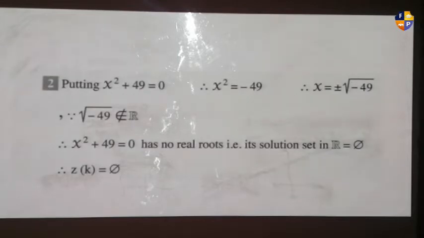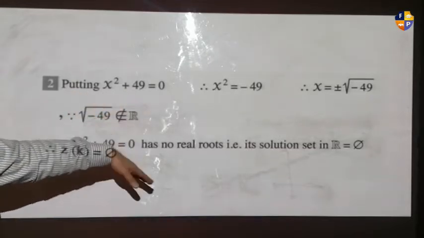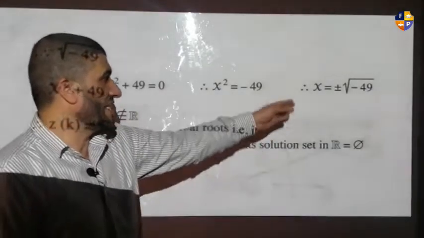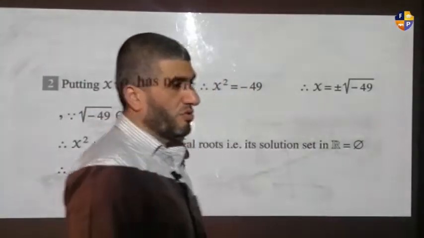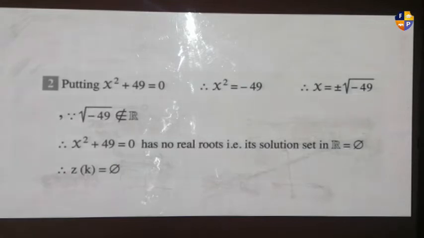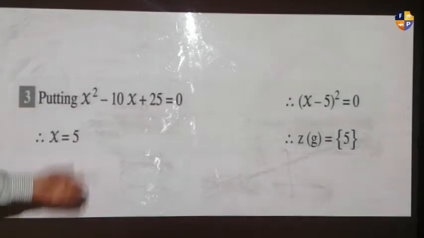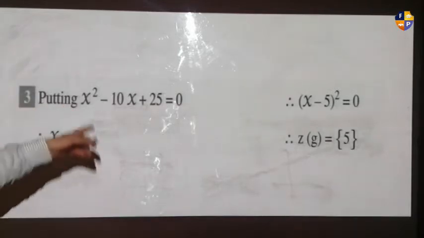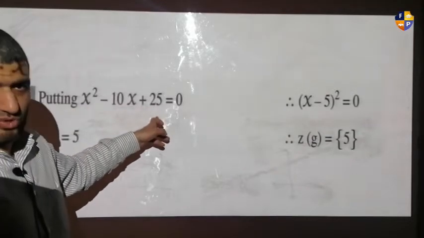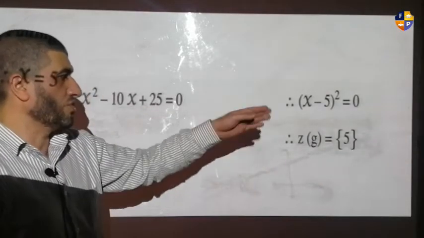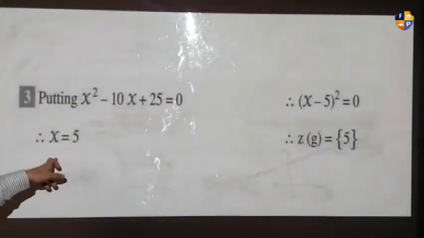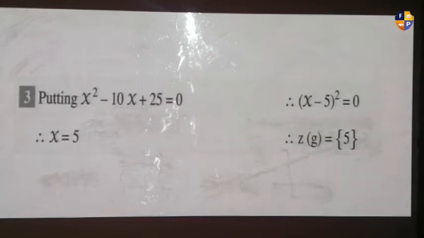And number 2, x power 2 plus 49 equals 0. This hasn't factorization. Why? x power 2 equals negative 49. Taking the square root, positive or negative 7 doesn't belong to R. Then z of k equals empty set. Number 3, x power 2 minus 10x plus 25 equals 0. We can factorize by perfect square, taking the first square root and the third square root. x minus 5 all power 2 equals 0, there is x equals 5, z of g equals 5.